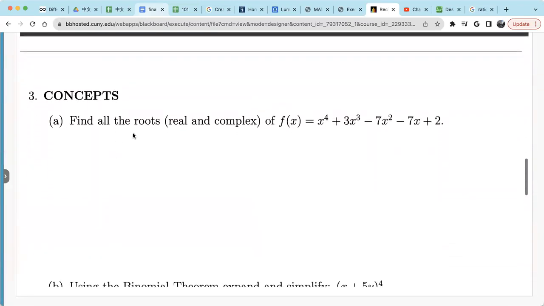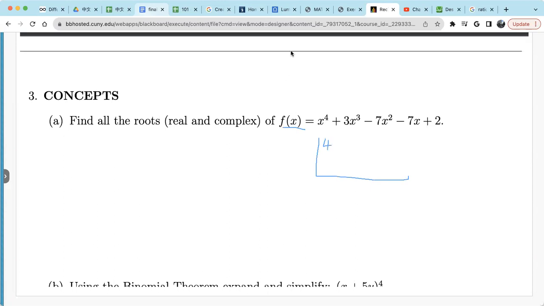Now let's see question 3. In question 3, we want to find our roots, real roots and complex roots, for this polynomial of degree 4. You may use long division, but here I want to do short division because short division is so quick. With short division, I only have to write the coefficient of each term.